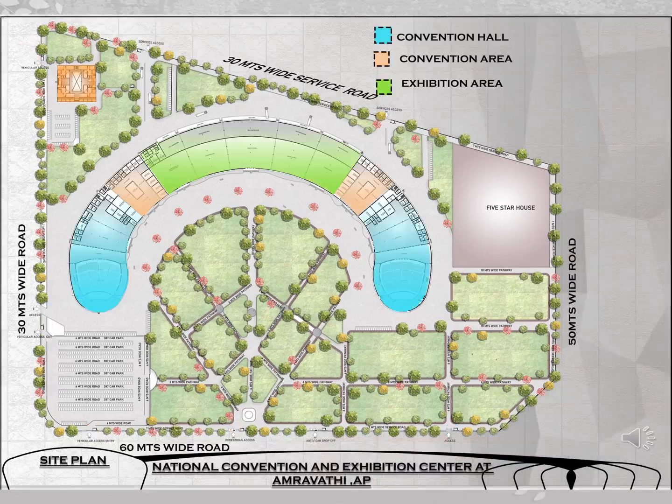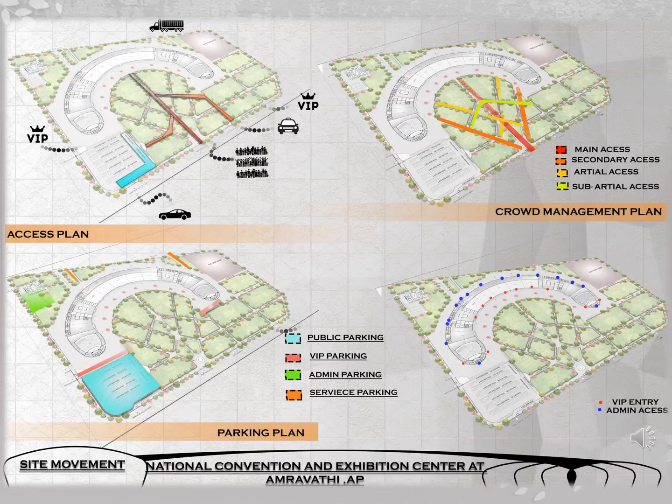The slide shows various zones of my site that have been bifurcated based on their function, such as exhibition area, convention hall, and admin area. The current slide shows various plans such as the crowd management plan with its main axis, secondary axis, arterial axis, and subarterial axis. The main axis plan shows the pedestrian entry axis, the Ola Uber, the VIPs, and the service axis. That also shows the parking plan. The parking plan consists of service parking, admin parking, VIP parking, and public parking. On the other hand, there is a plan which shows the VIP entries and admin access to the structures.